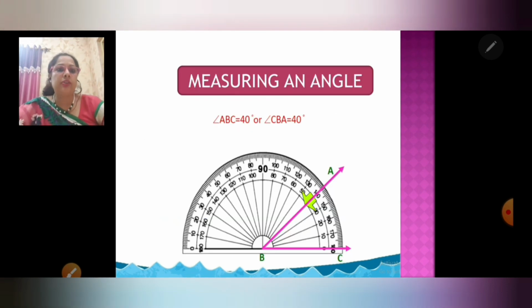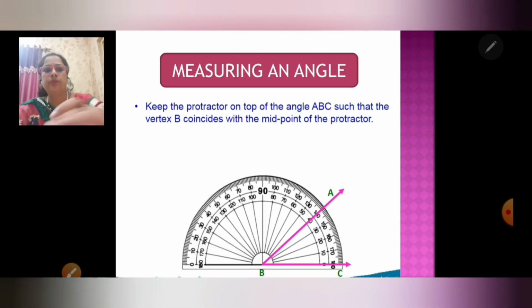So let's measure the 40-degree angle with the help of protractor. First of all, what you need to do is, children, you have to keep the protractor on the top of the angle ABC such that the vertex B coincides with the midpoint of the protractor. So this is the midpoint of the protractor. You can see on your screen also the midpoint of the protractor.